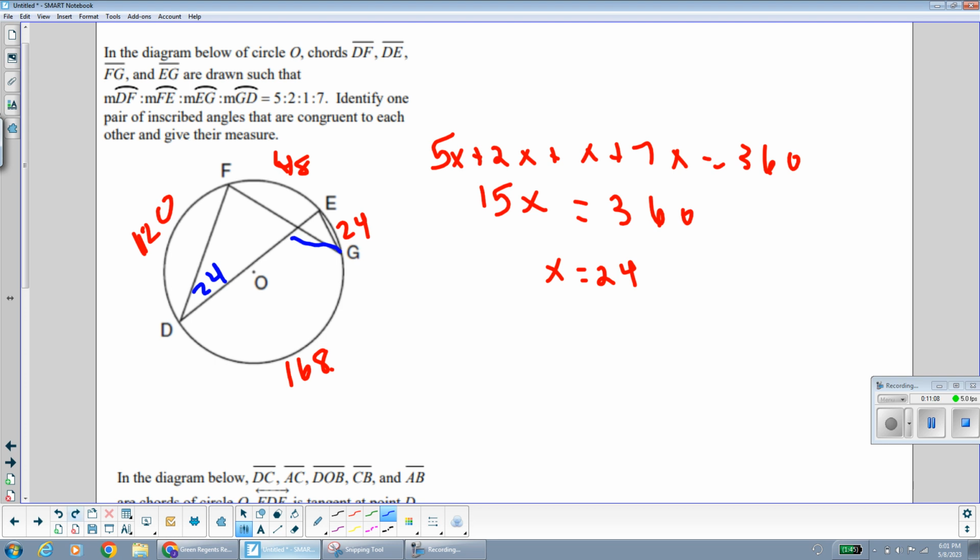Notice how angle G is an inscribed angle, and it also opens up to arc FE. So if arc FE is 48, this angle would also be 24. So inscribed angles that intercept the same arc have to be congruent. And that's a theorem that we also have as well.